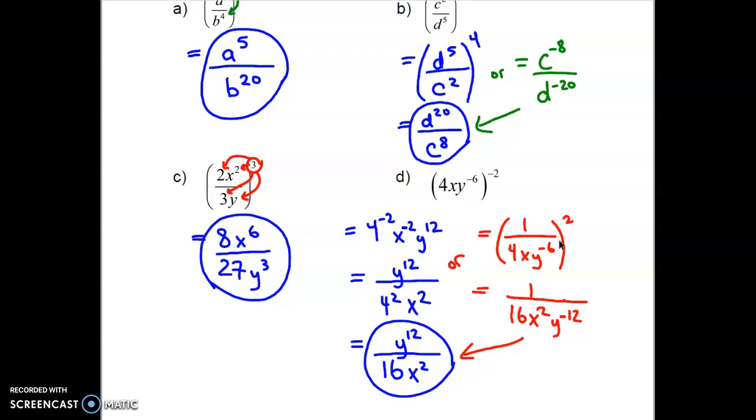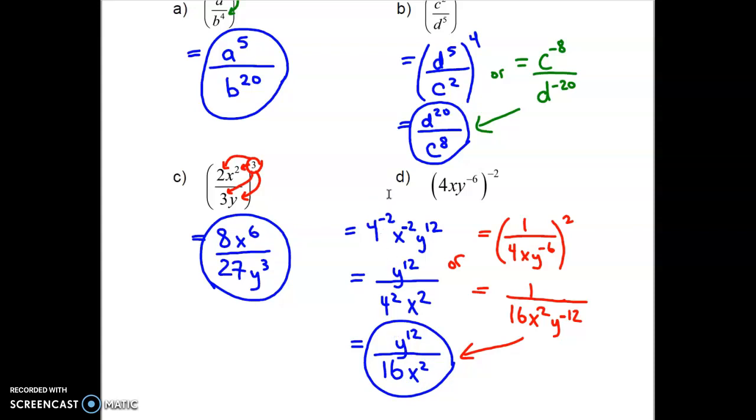And then my next step would be to get this power in. So 1 to the power of 2 is 1. 4 to the power of 2, 16. X to the power of 2, x squared. Y to the -6 times 2, -6 times 2 is -12. Now this -12 cannot stay there. That's a negative. So we have to flip this. We have to do the reciprocal. So this has to move on top. So it becomes y to the power of 12 on top over 16x squared.